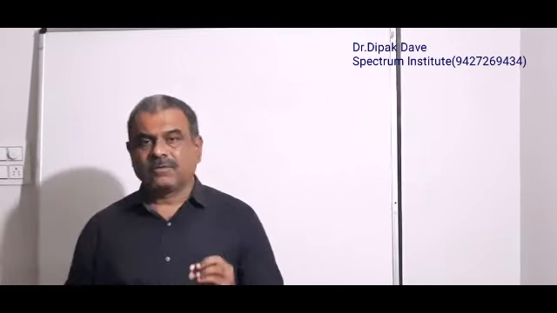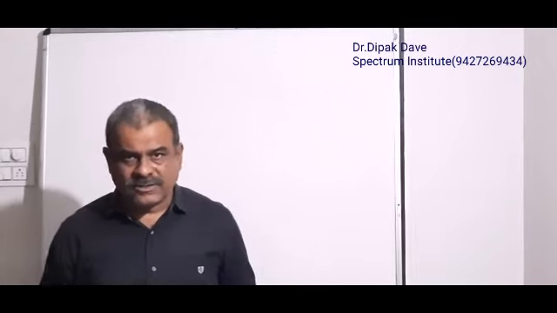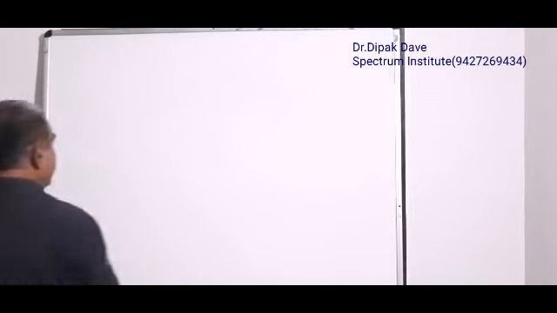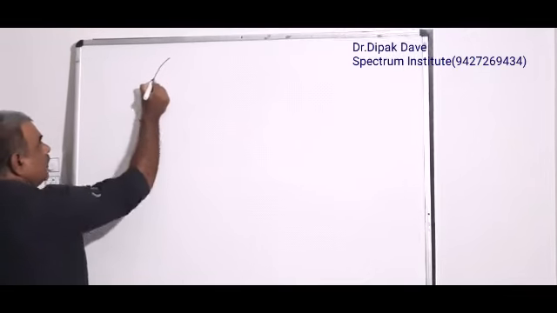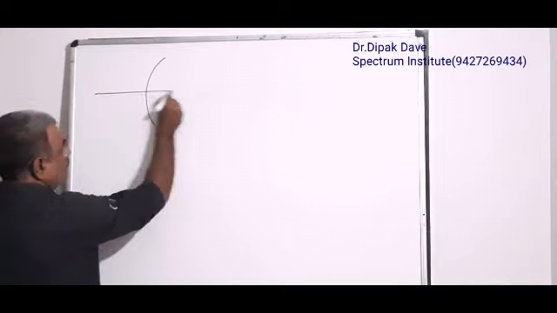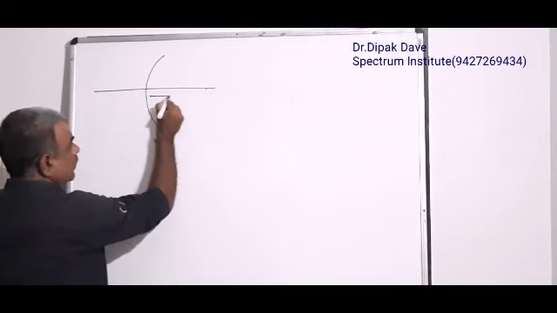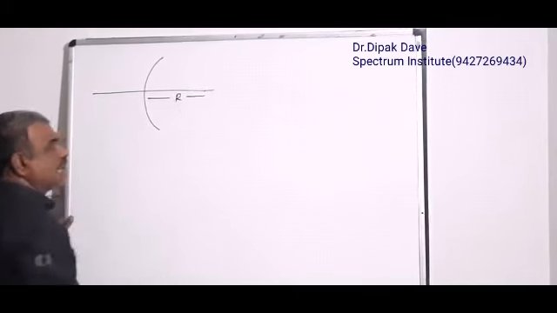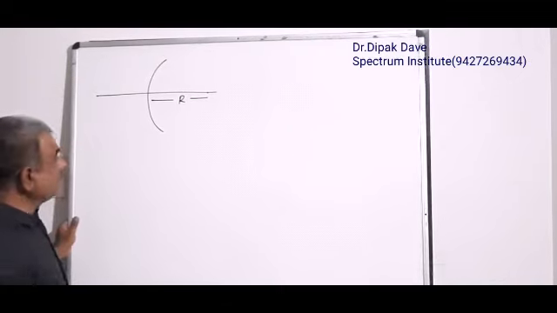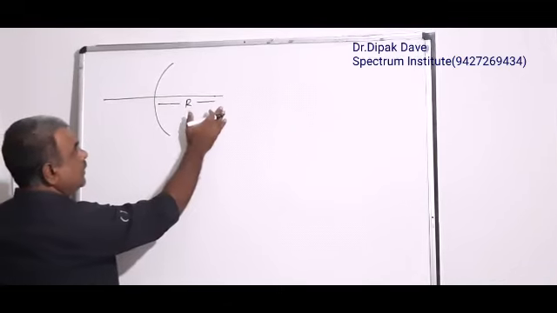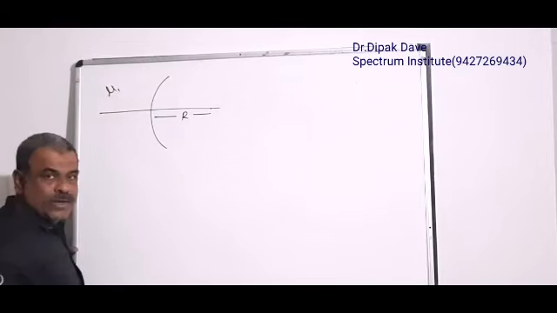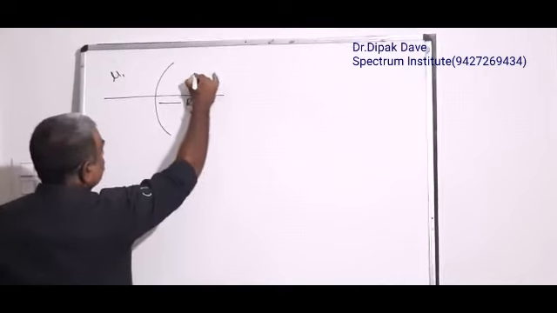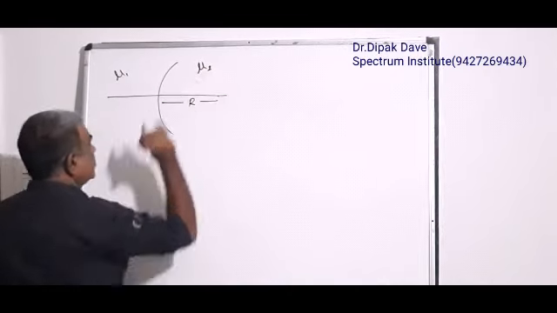Yes, in ray optics, where we ended last time, that was refraction through a curved surface. In refraction through a curved surface, any curved surface having radius of curvature R is dividing two different media. On one side, the medium has refractive index mu1. On the second side, the refractive index is mu2.